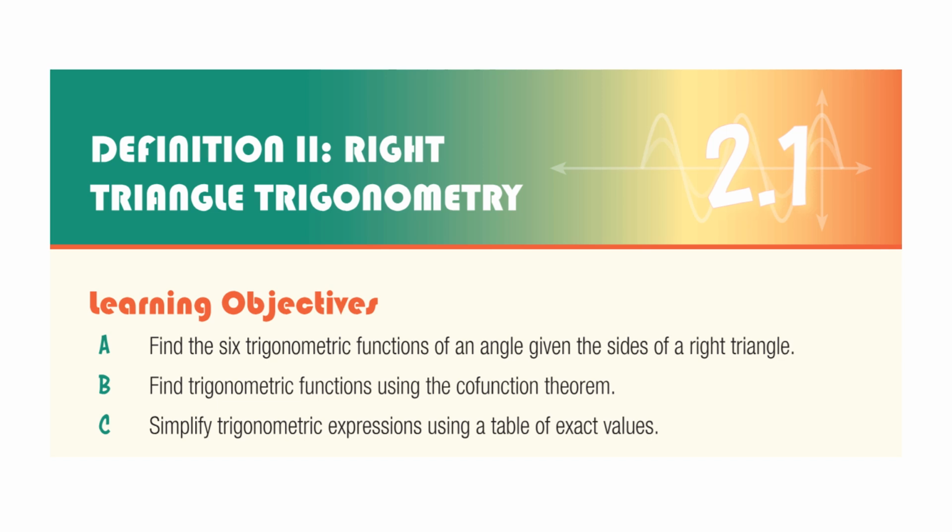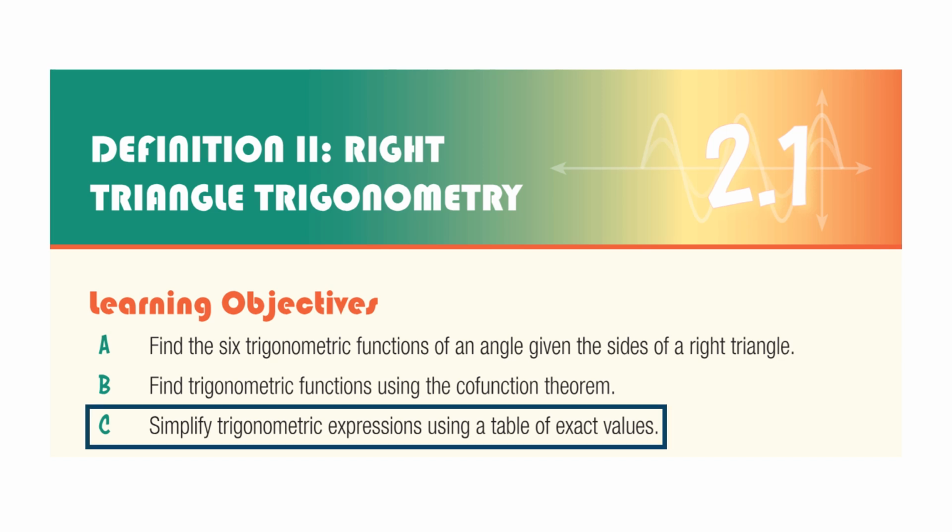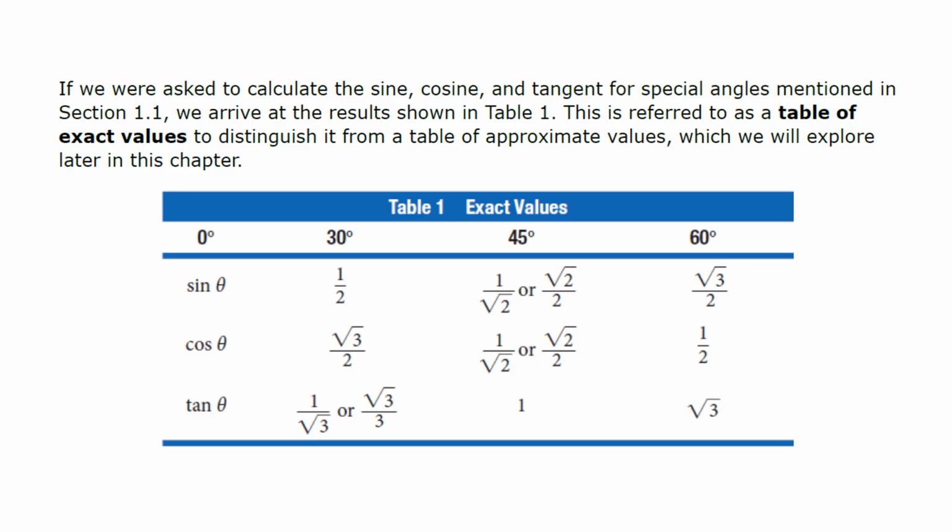All right, let's head into our last objective, which is to simplify trigonometric expressions using a table of exact values. If we were asked to calculate the sine, cosine, and tangent for special angles mentioned in section 1.1, so that would be the 30-60-90 or the 45-45-90 special triangles, we arrive at the results shown in this table. This is referred to as a table of exact values to distinguish it from a table of approximate values, which we'll explore later in this chapter.